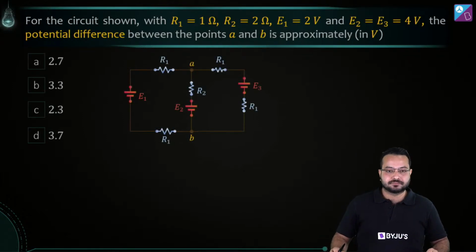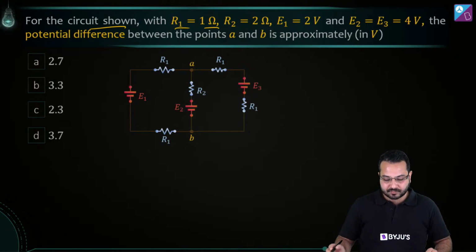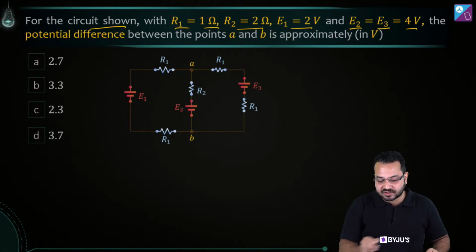What do we have here? Okay, so for the circuit shown we have R1 is equal to 1 ohm, R2 is equal to 2 ohm, E1 is equal to 2 volt, and E2 is equal to E3 is equal to 4 volt.